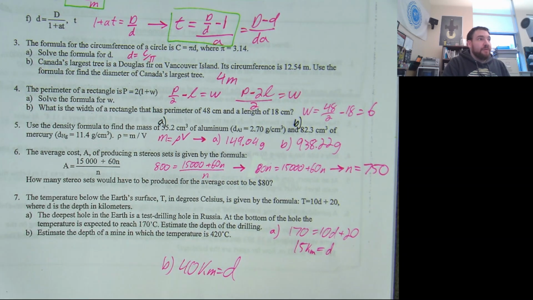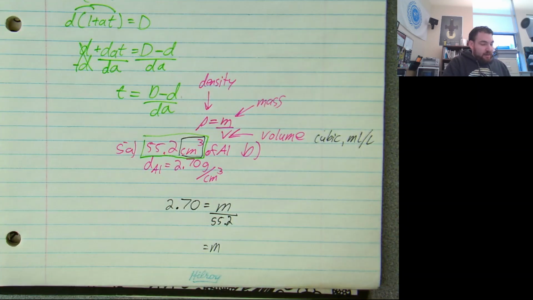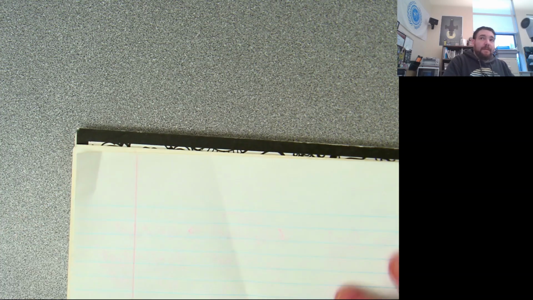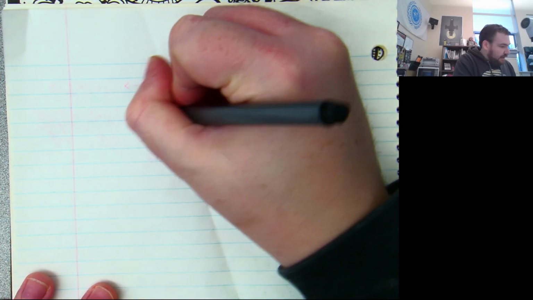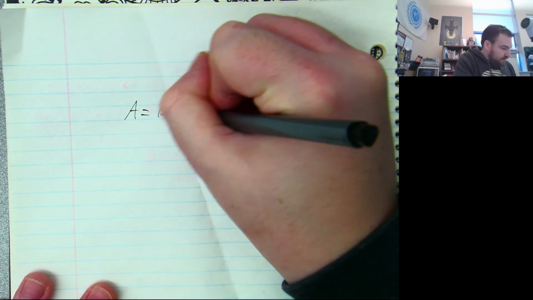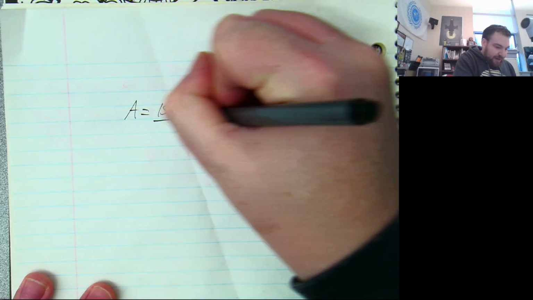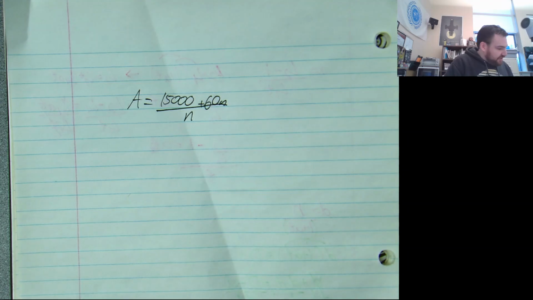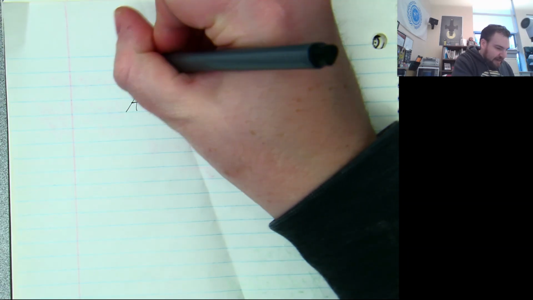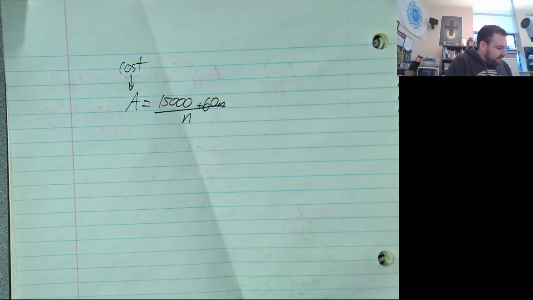Anything else anyone wants to see here? Okay, 6 looks like this. A equals 15,000 plus 60n all over n. And it tells us in the question that A is the cost. I don't know why they wouldn't have just used C for that, but A is cost of producing n stereos. And this is given by that formula.